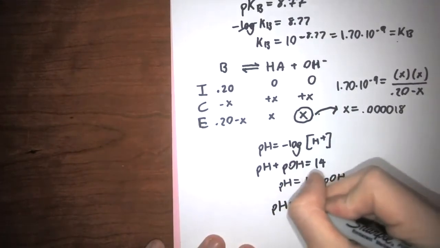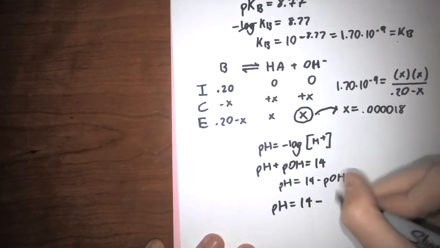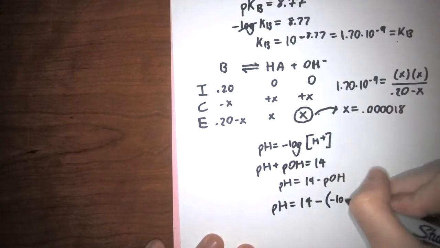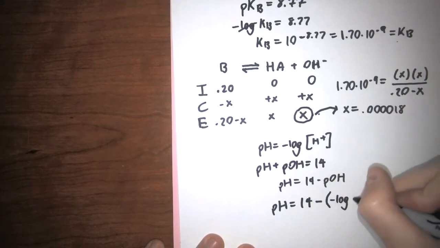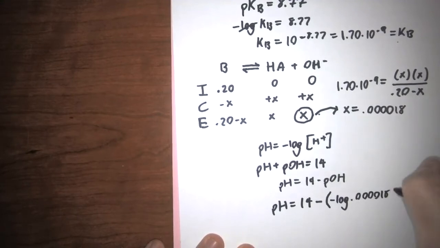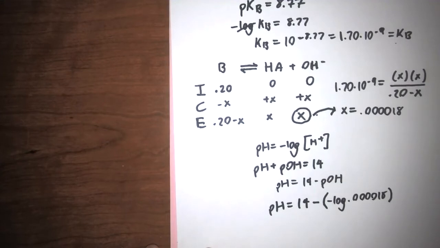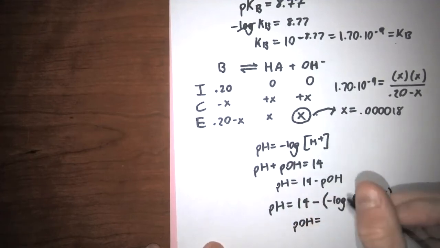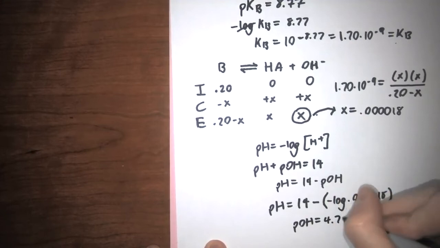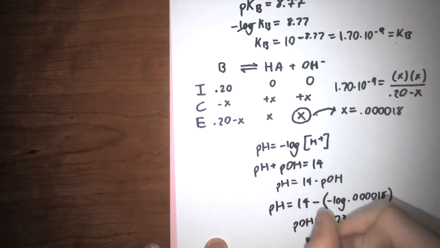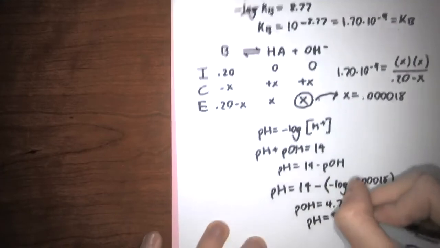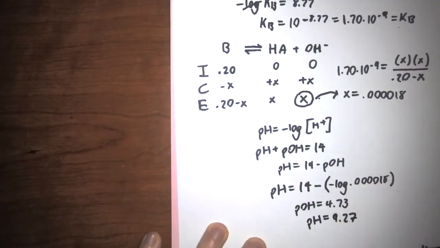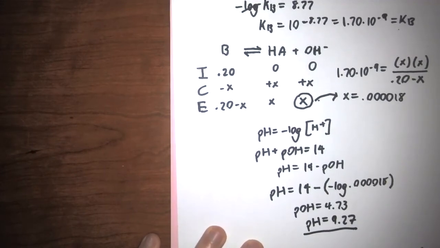pH is equal to 14 minus the negative log of 0.000018, or 1.8 times 10 raised to the negative fifth. If you work out the numbers, the pOH would come out to 4.73. So 14 minus this would give you a pH of 9.27. If you finished with this before I finished, very well done.